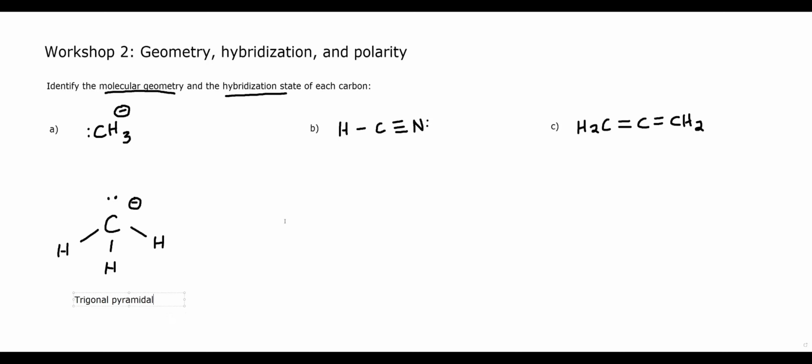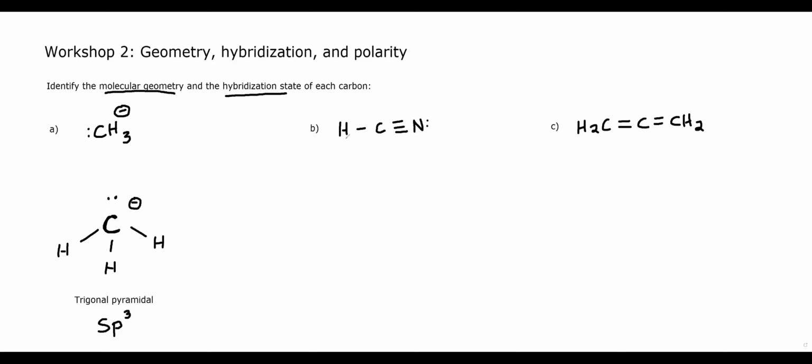Okay. And what about the hybridization state? The hybridization state, this carbon is connected to four things. For me, that's the easiest way to consider hybridization state, is consider the number of things that the atom in question is connected to. So this carbon is connected to four different things. We have three hydrogens and a lone pair spread out in the shape of a tetrahedron, which gives this sp3 hybridization. Okay.